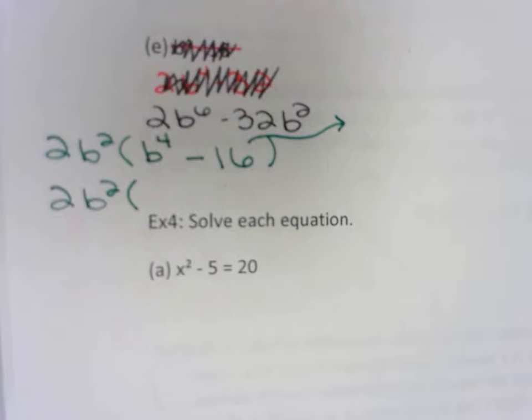As I'm trying to look and see if I can factor the part in the parenthesis more. What did you say? Sorry. Nothing can equal b squared. B to the second.